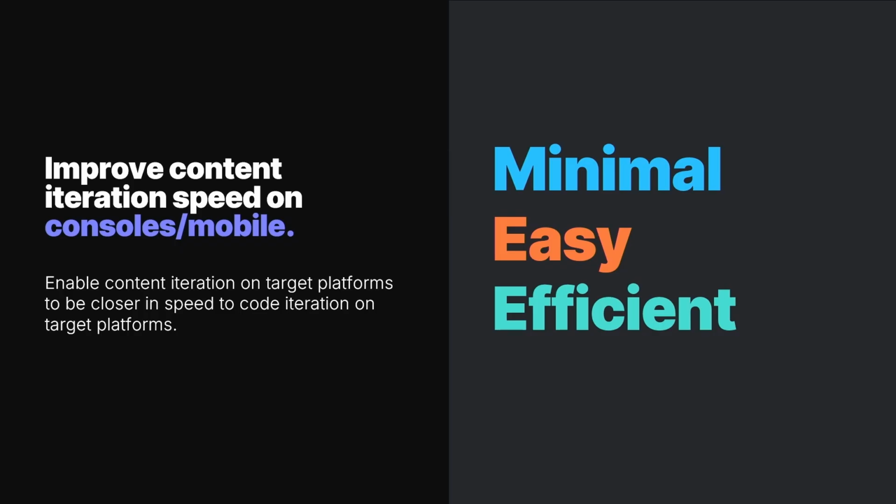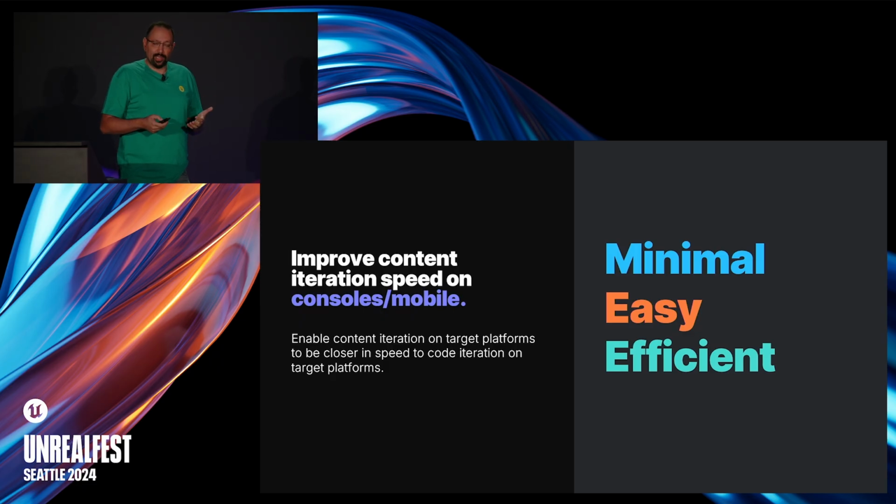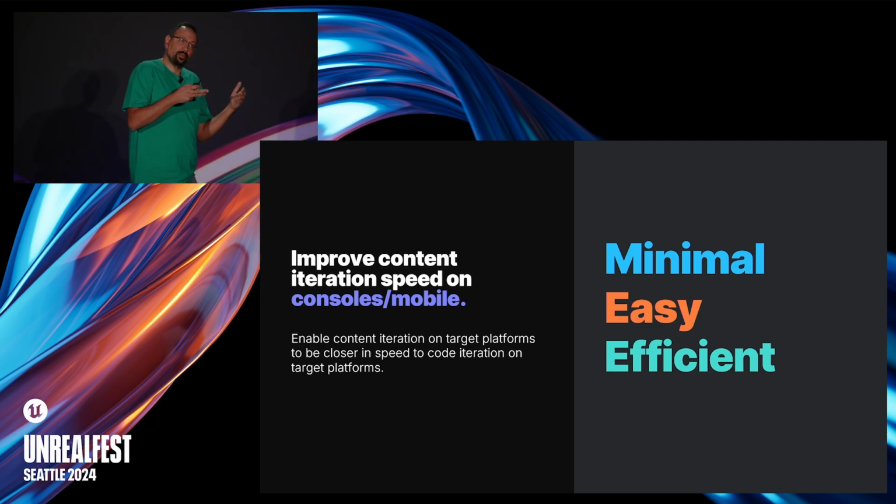So what we set out to do was improve content iteration speed on consoles and mobile. What we want is for content iteration on target platform to be closer in speed to what code iteration is like. I'm an engineer. When I need to make a change and see it on target platform, I have to go through a recompile process, and that takes time, but it's much less time than what a content creator has to go through when they want to see content changes on target platform. So we want to close the gap there.